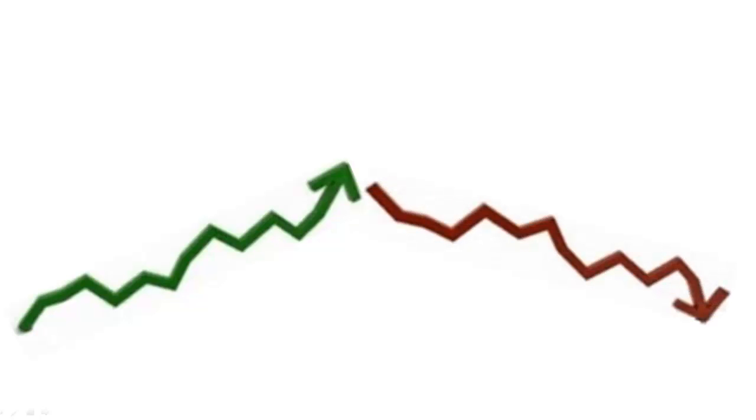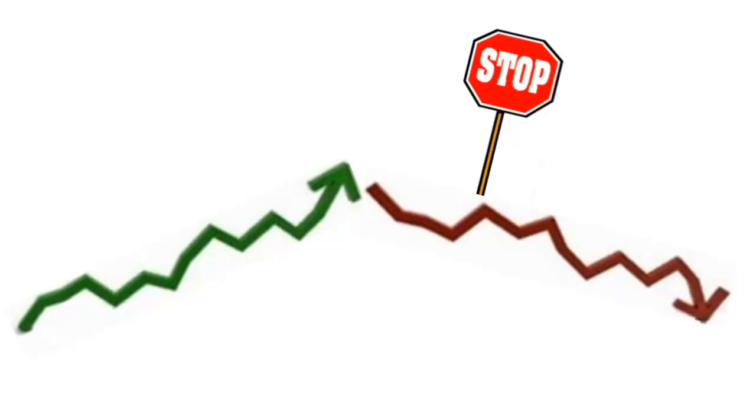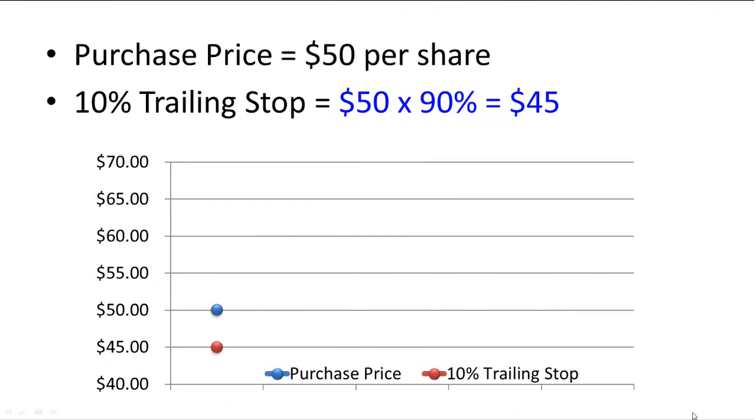A fundamental truth about stock investing is that what goes up will at some point eventually go down. The use of trailing stop loss orders is an important way to preserve gains and limit losses. Let's take a look at a simple example of how trailing stops are calculated.